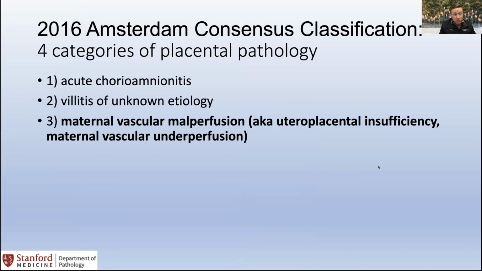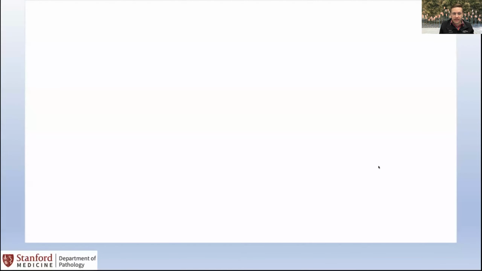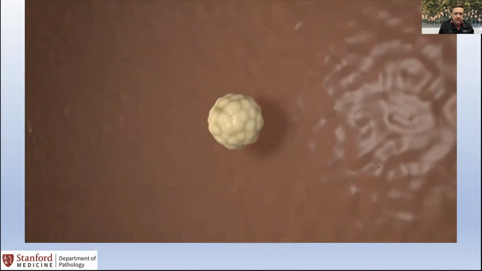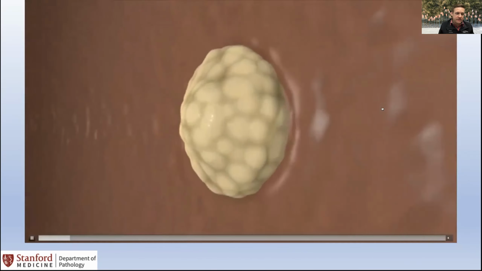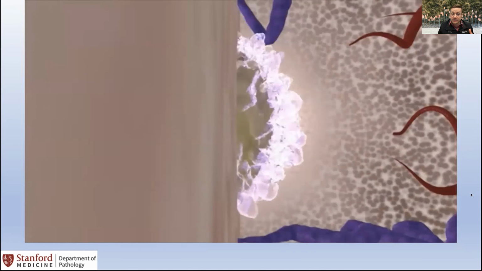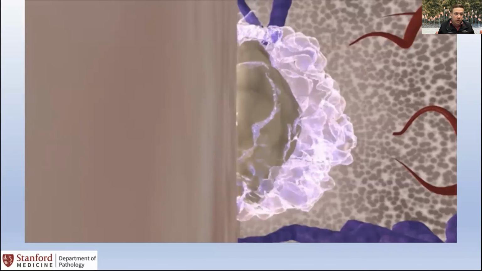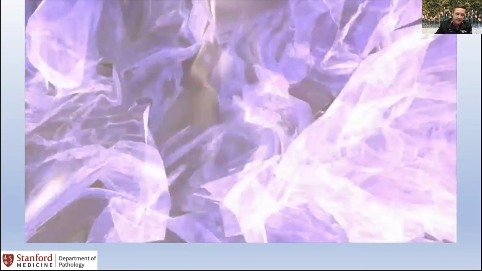The next category is a very broad category: maternal vascular malperfusion or underperfusion, uteroplacental insufficiency. Your institutions might use even different terms than that. But one thing that I think is important to keep in mind is what the trophoblasts are doing in the very beginning that lead to underperfusion. So I like this little video because this is showing a blastocyst implanting into the uterine wall, into the endometrium. And we have the inner cytotrophoblast and the outer syncytiotrophoblast.